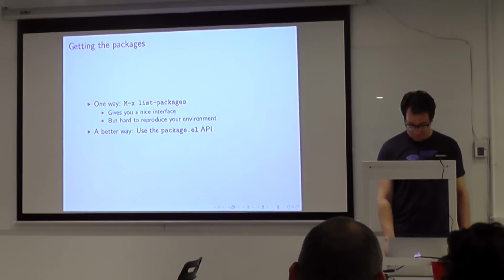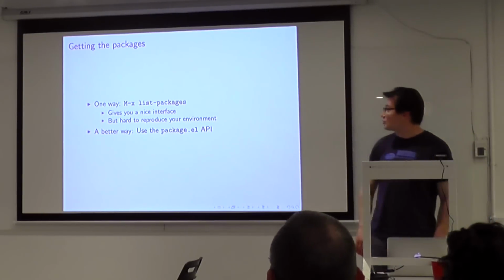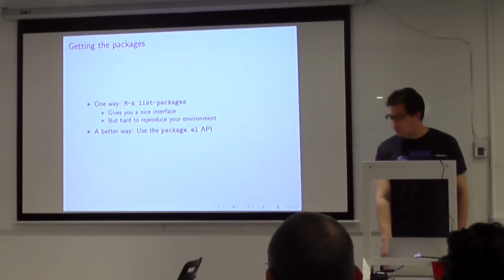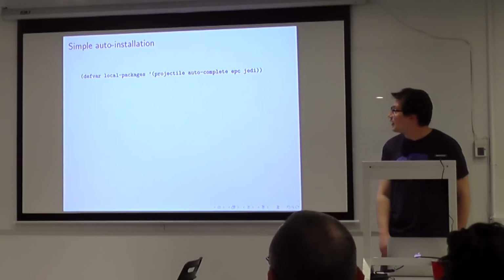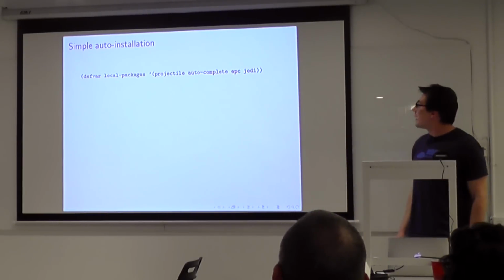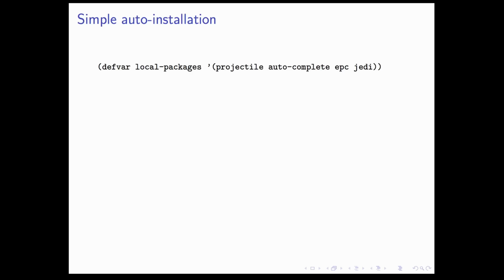The other one is to use the package.el API, which lets you put code in your .emacs file and more easily reproduce your package installs across environments just by using the same .emacs. So what do you need to do that? Well, I've defined a variable that I've called local-packages, which just has the names of the packages. If you're curious as to the exact name, you can always go to M-x list-packages to learn that, or I know at least Melpa has a website that's searchable, and Google and all that stuff also works.